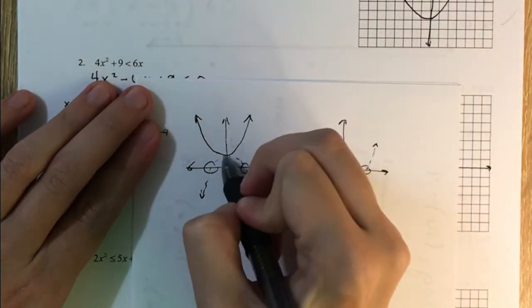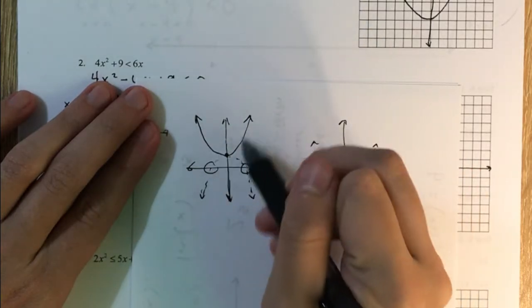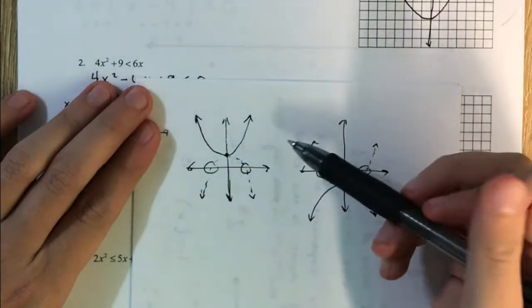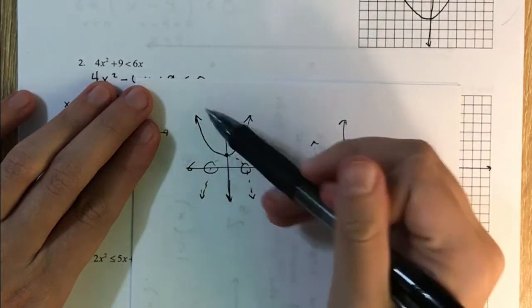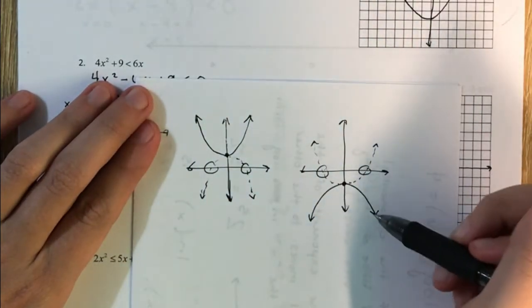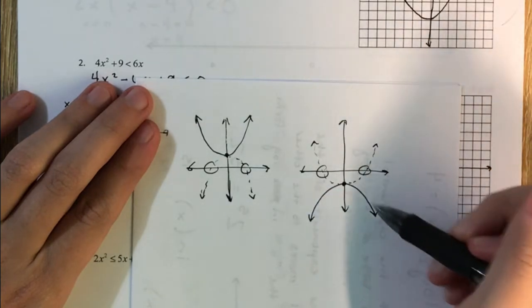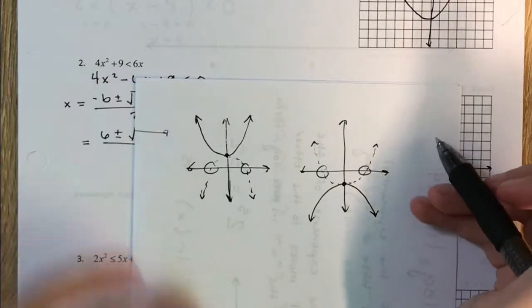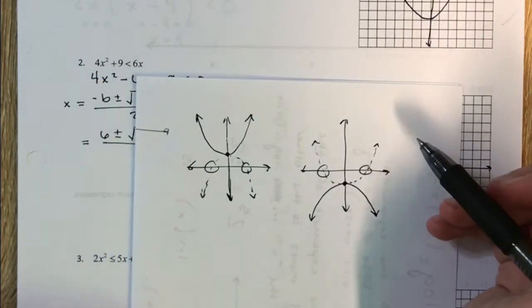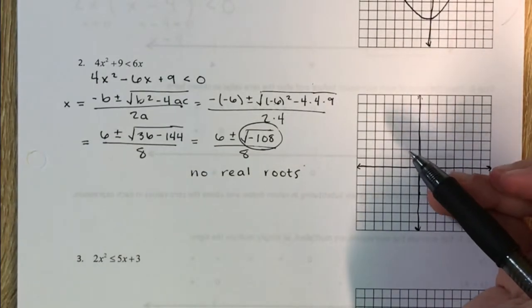So I know that if I don't have any roots and my parabola is facing up, then I'm above the x-axis. Or if my parabola is facing down and I don't have any roots, then I'm below the x-axis. So what's going on here? Are we facing up or down?